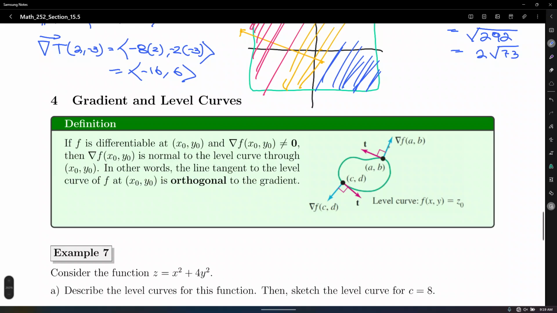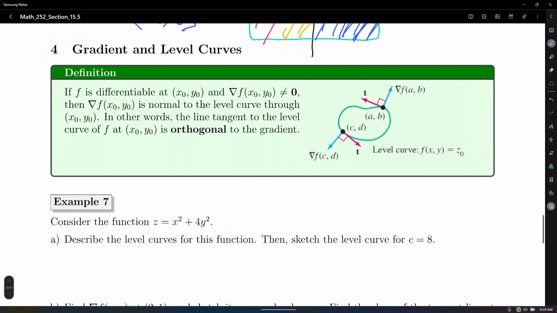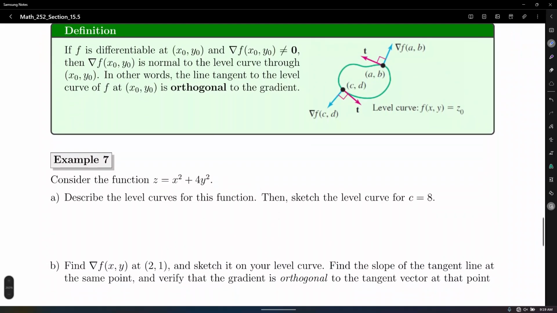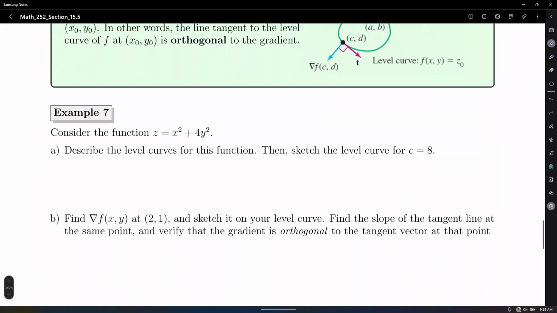This is very important, because when we see this setting in 3D, that's going to be very important information in equations of planes. Well, let's have a look at one example to see this idea well. Consider the function z equals x squared plus 4y squared. Letter A: let's describe the level curves for this function and then sketch the level curve for c equals 8.